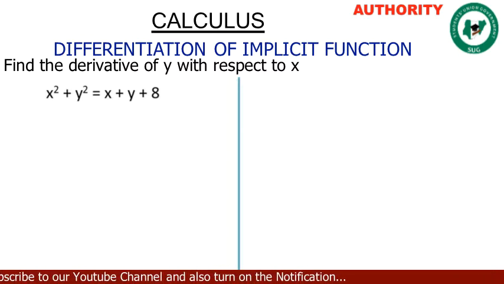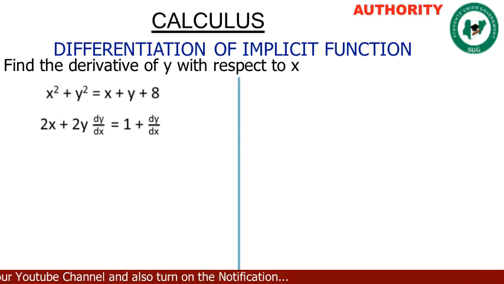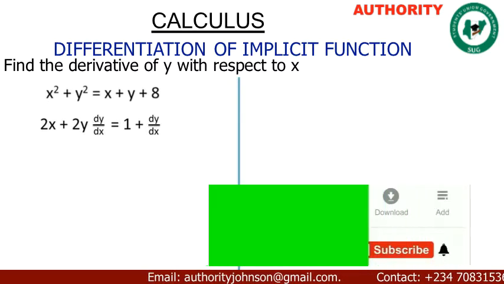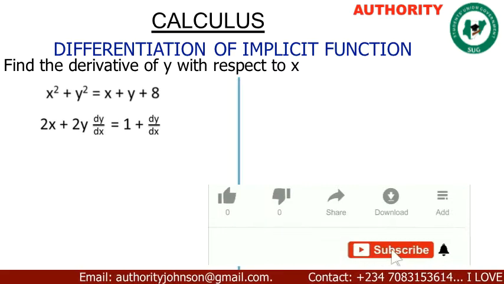We are going to have the derivative of x squared is going to give us 2x plus the derivative of y squared is going to give us 2y dy/dx. Now we have equal to the derivative of x will give us 1. Then the derivative of y is going to give us dy/dx. Then the derivative of 8 will give us 0.